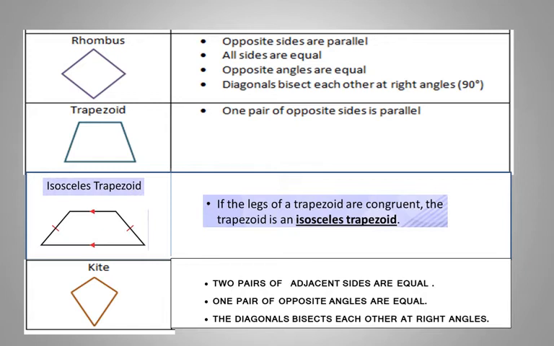The next one is trapezoid. In a trapezoid, one pair of opposite sides are parallel. And there is a special type of trapezoid called an isosceles trapezoid. In this trapezoid, the legs are congruent. That means the non-parallel sides are equal. If the non-parallel sides are equal in a trapezoid, then it is called an isosceles trapezoid. The next one is kite. In a kite, the two pairs of adjacent sides are equal, one pair of opposite angles are equal, and the diagonals meet at right angles. One diagonal will bisect the other diagonal at a right angle.